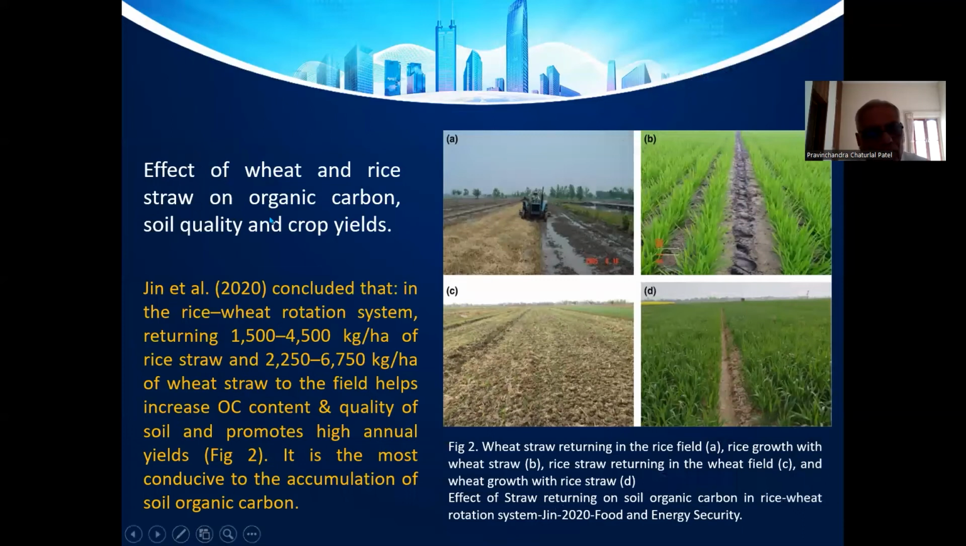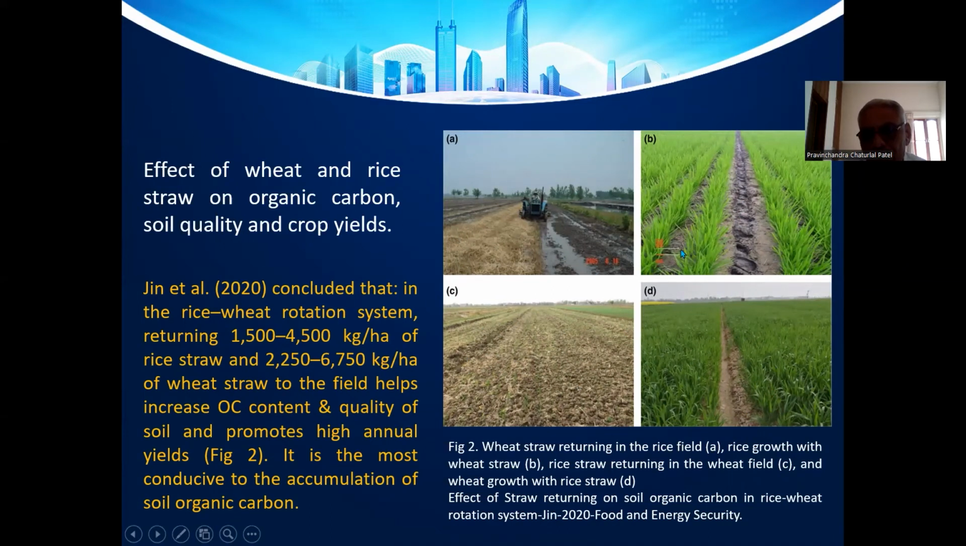So, the effect of wheat and rice straw on organic carbon, soil quality, and crop yield. From this figure 2, you can see, in A, wheat straw returning in the rice field. Then B, rice growth with wheat straw. Then C, rice straw returning in the wheat field. And in D, you see the wheat growth with rice straw.